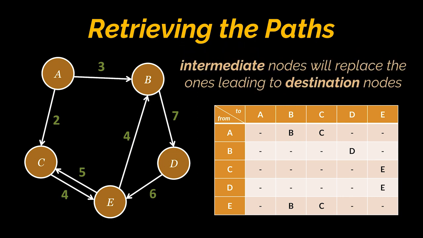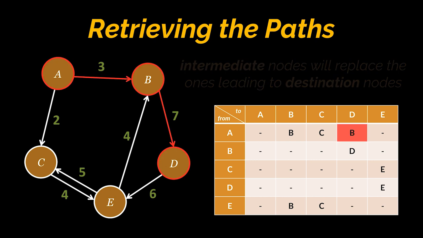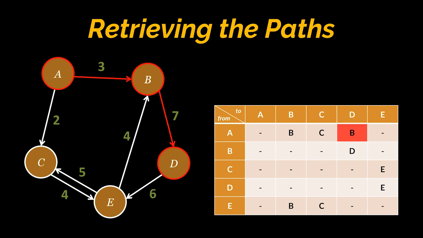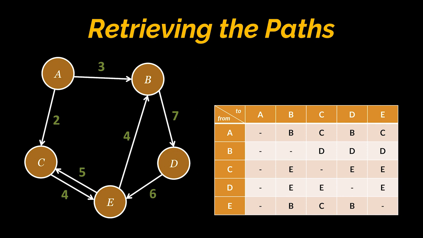As soon as we find a shorter path via an intermediate node, that intermediate node becomes itself the shortest route leading to that destination node. So, as an example, in iteration 2, we found a shorter path from A to D via B, hence B becomes the successor of A on the path to D. In the end, if we update the whole matrix, it should look like this.